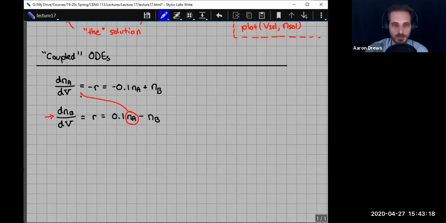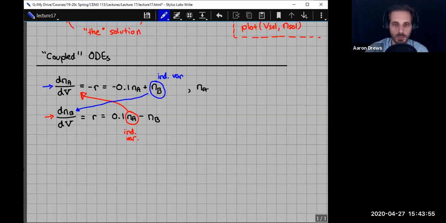which itself is its own differential equation, right? The n sub a is its own independent variable, which is a function of volume, and it's got its own differential. Similarly, up here, if you look at DNA, DNA has within it the independent variable n sub b, and n sub b is itself its own differential equation. And so both of these would have to have their own initial conditions.